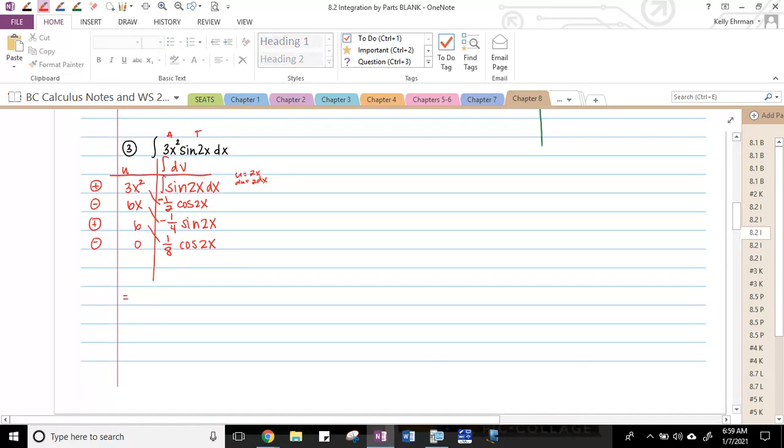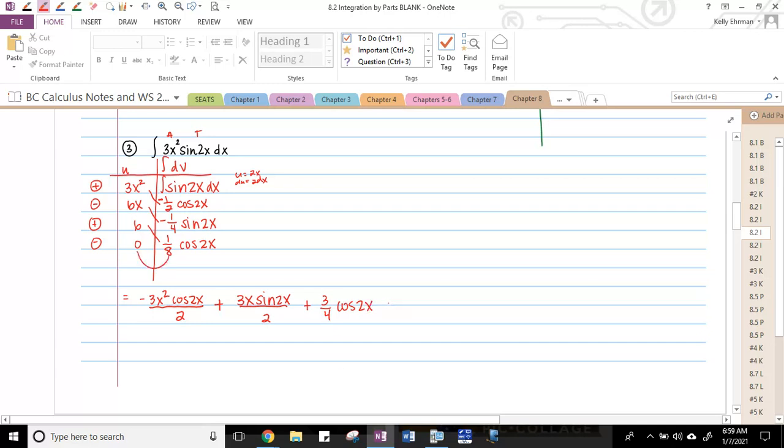So we've got 3x squared times negative 1/2 cosine of 2x. I'm going to write that as just negative 3x squared, and let's put the cosine of 2x up in the numerator, and then just put it all over 2. That's how I'm going to write it. Then here I have a negative 6x times the negative 1/4, so that's positive 3x over 2. So plus 3x, let's put the sine 2x up there, over 2. And then here I have a plus 6 times 1/8. So 6/8 is 3/4. So plus 3/4 cosine of 2x.